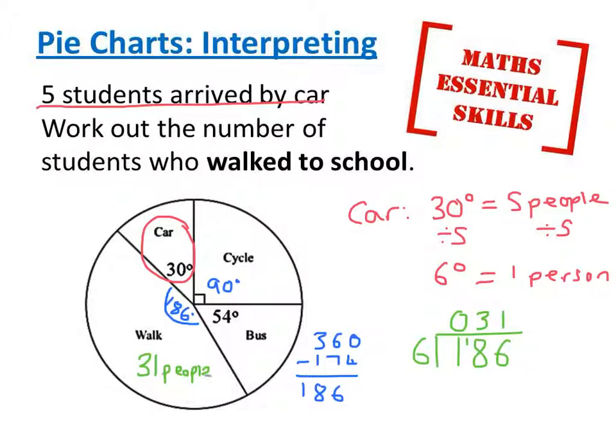I could use the same method to work out the other sectors. So how many 6s go into 54? This is 9 people. 6s into 90 is 15 people. And 6s into 30 is 5, but we already knew that in the question.